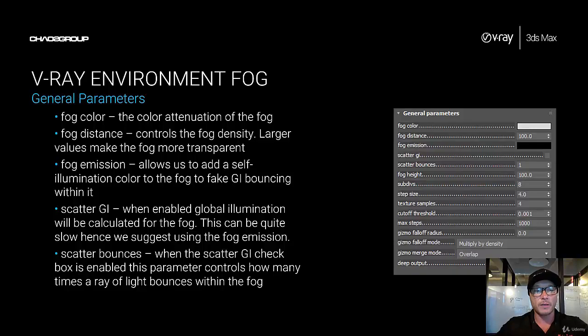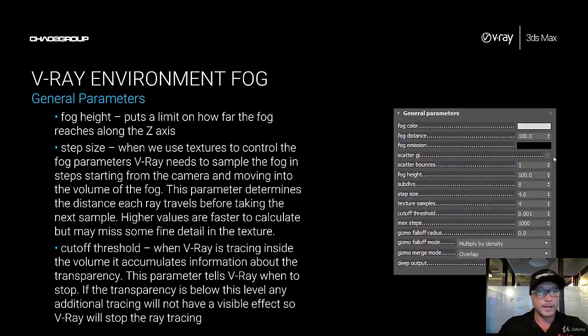Scatter bounces. When the scatter GI checkbox, the one on top, is enabled, this parameter controls how many times a ray of light bounces within the fog. So this one will determine how much it will bounce. But again, it's warmly recommended not to use that because it's going to slow down your render tremendously. Fog height puts a limit on how far the fog reaches along the z-axis, so we can control how tall it is relative to our buildings.